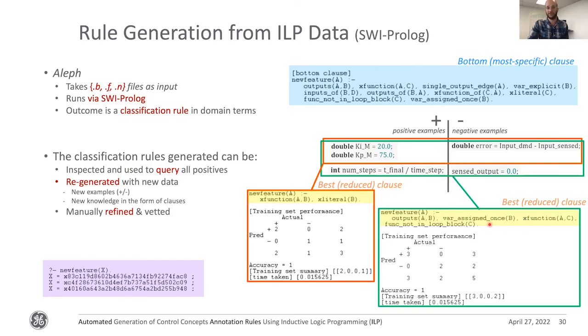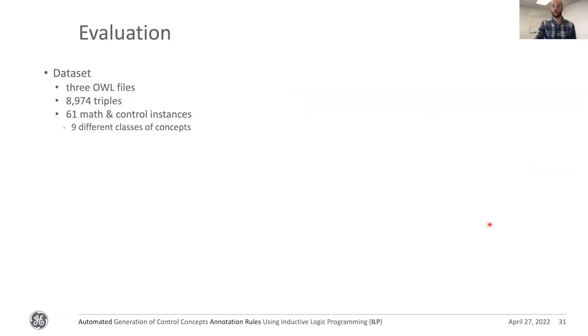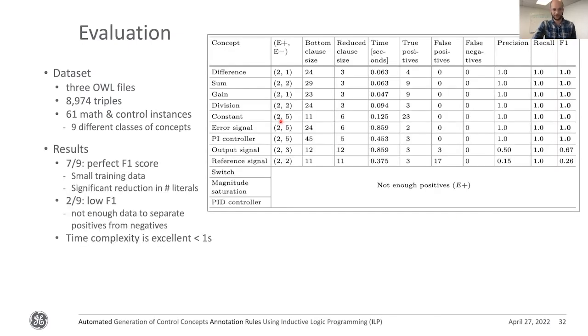And now let's talk about the evaluation. In order to evaluate our approach, we constructed a dataset that consists of 3 OWL files that include PI controller C, decompiled C code. It consists of about 9,000 triples that cover 61 math and control concept instances that span 9 different classes. So 61 instances for 9 classes. And these 9 classes are the above. So you see we have different classes such as sum, gain, division, PI controller, reference signal, etc.